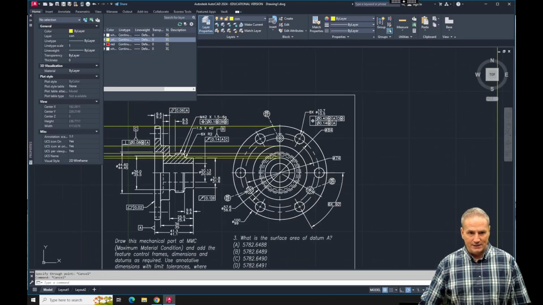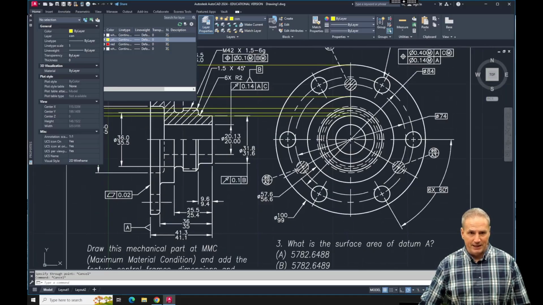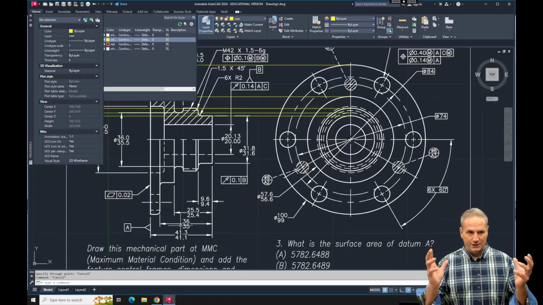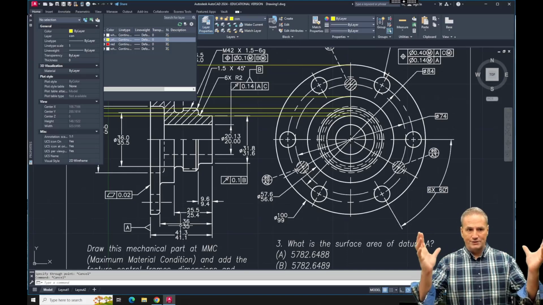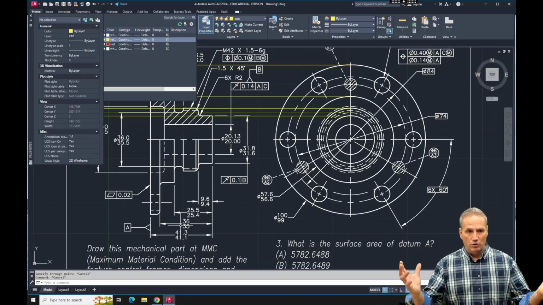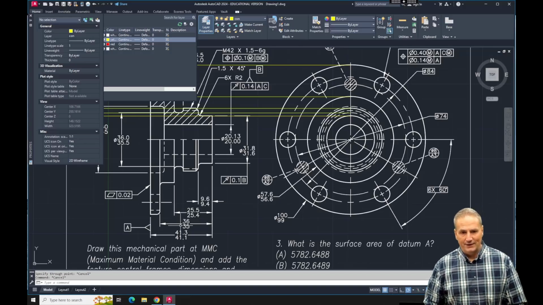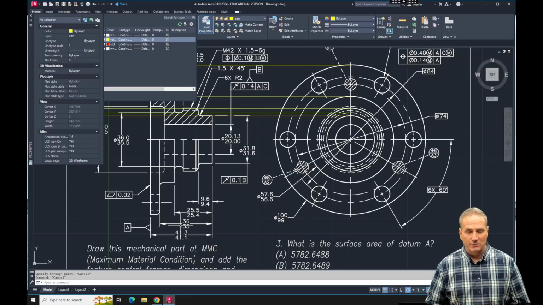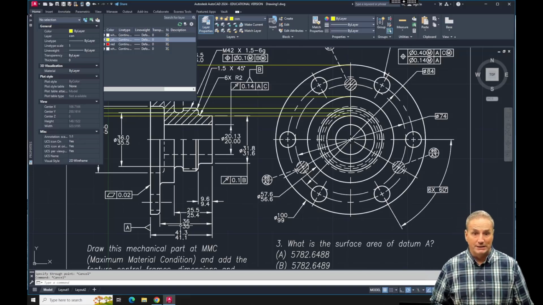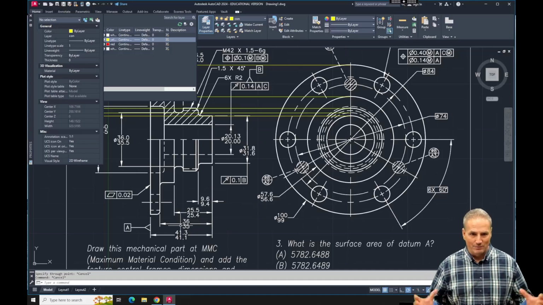Now, Dan talked about this, but again, we're drawing everything to maximum material conditions. So if we have an overall size, we want the bigger value, the more material that we would have. But if we have a hole or a slot or something, we want the smaller value, so we take out the least material possible. The other idea is that at maximum material conditions is where the part is least likely to work, because we're making the holes all as small as possible.